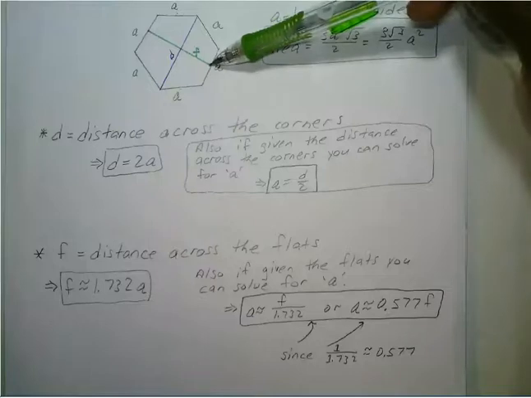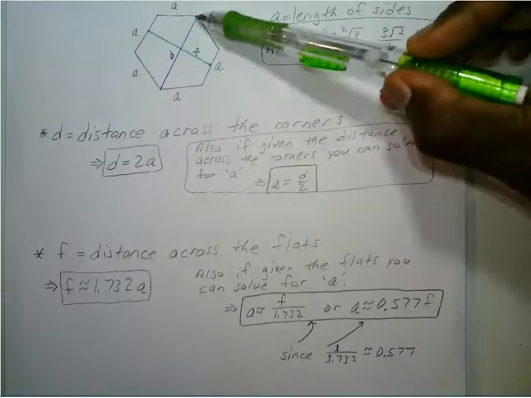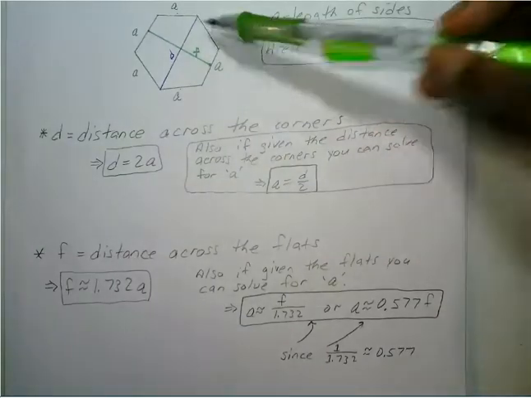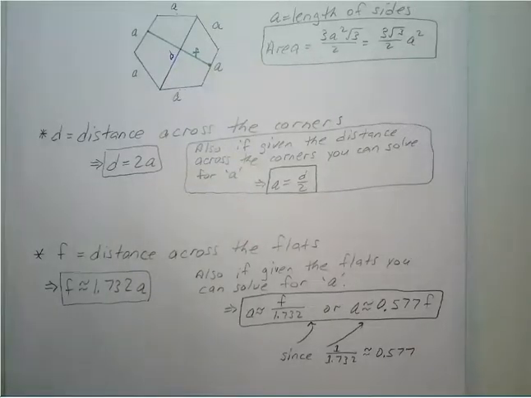Once again, this is the length of the side, which is your a. The distance across the flats is your F, and the distance across the corners, or your vertices, is your D. All right. If you're still writing, of course, feel free to press pause and finish up. But we're going to go ahead and move on to the next page.